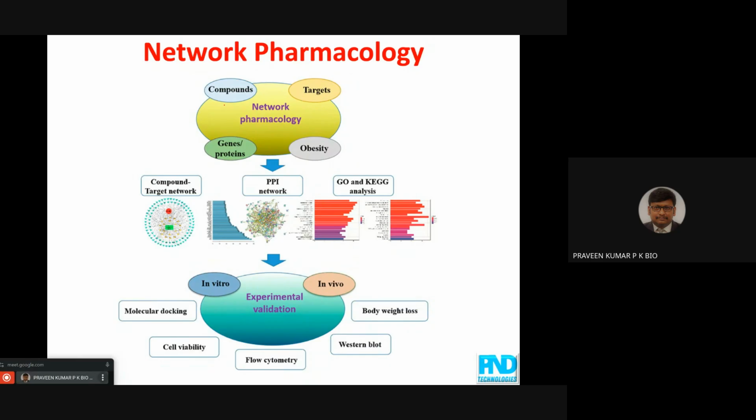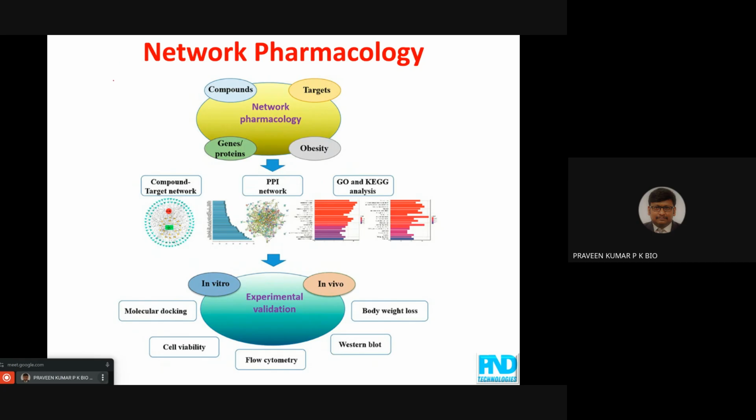Now about network pharmacology. In network medicine, network pharmacology is a part of it. Here, instead of simply discussing genes and proteins in the network, we also focus on the compounds. The compounds are also one of the fundamental inputs we use in network pharmacology.